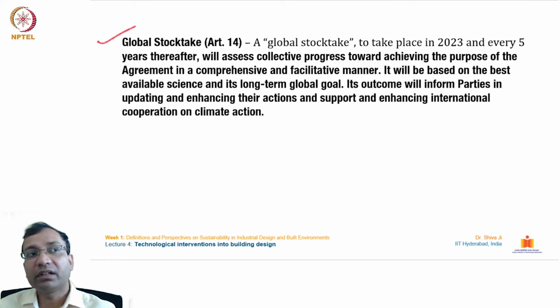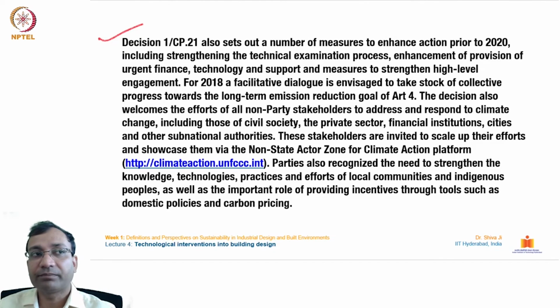Further, we have the global stocktake, Article 14. A global stocktake to take place in 2023 and every 5 years thereafter will assess collective progress towards achieving the purpose of the agreement in a comprehensive and facilitative manner. It will be based on the best available science and its long-term global goal. Its outcome will inform parties in updating and enhancing their actions and support and enhancing international cooperation on climate change.